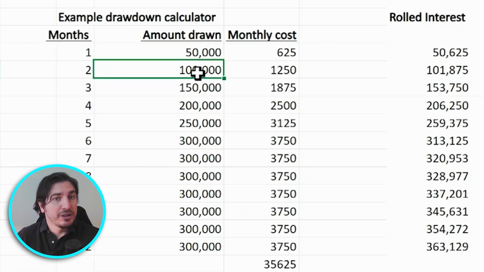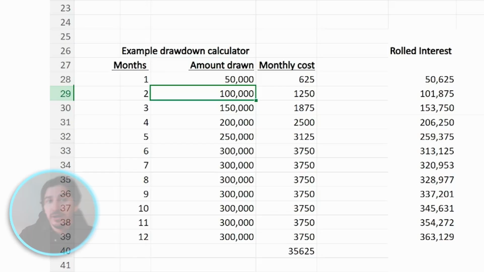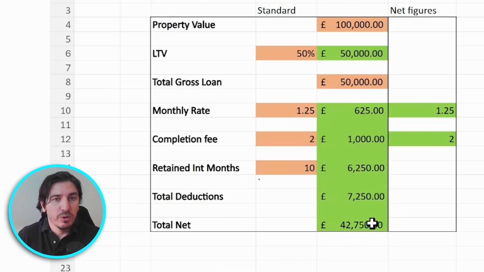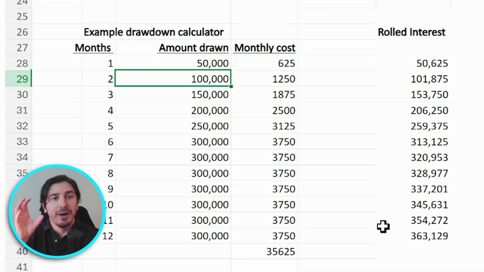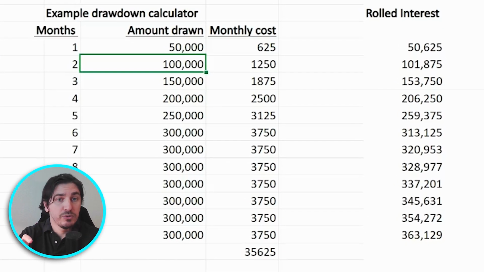Then if you draw another 50,000, your total borrowing is 100,000. So now we're going to be looking at what the total interest is for both. So above we did what it's like per drawdown that you'd get, but now we're just looking at once we've actually compounded, so added that 50,000 to the other 50,000 to get us 100,000. So the total interest you're paying on that 100,000 per month that you've drawn is actually 1,250.